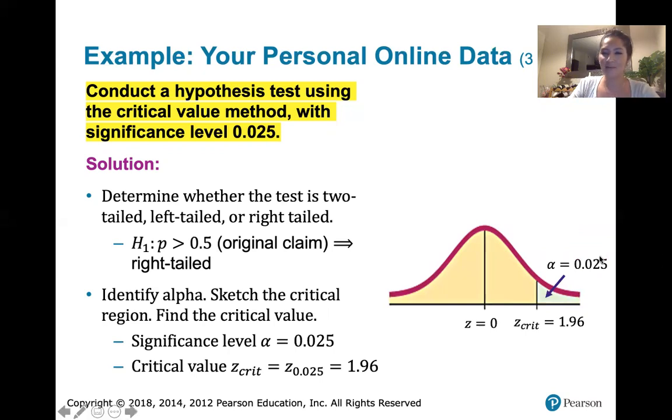So we've got this area to the right of 0.025, and then you go to the table and you look up the area to the left of 0.975. When you do that, you find that the corresponding z value is z equals 1.96. That's our critical value.